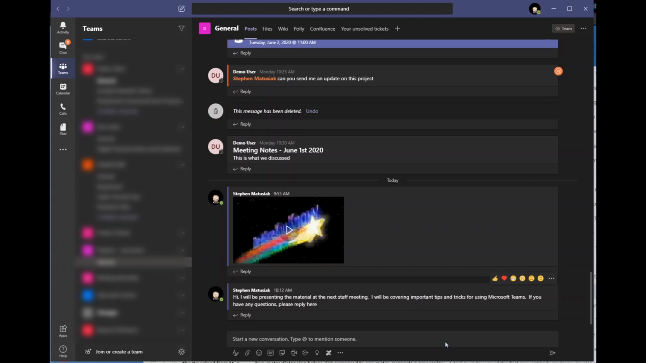So when you hover and throw a thumbs up, it will indicate that one person has given that a thumbs up. You can hover over it, see who has reacted to it, and the person will actually get a pop-up notification saying that you have reacted to their comment.